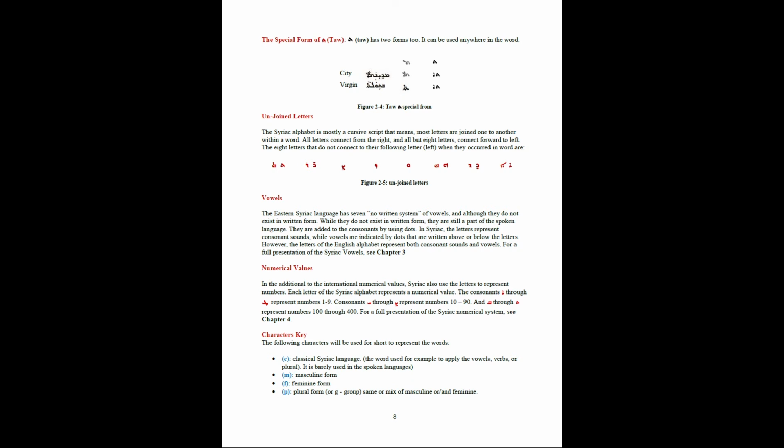So you're going to start from the right of the page or paper or wherever you're going to type, going forward to the left, unlike English. These 8 letters are alep, daleth, he, waw, zain, sade, resh, and tau.